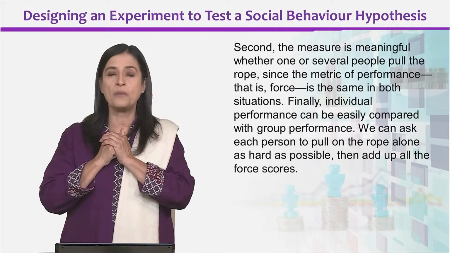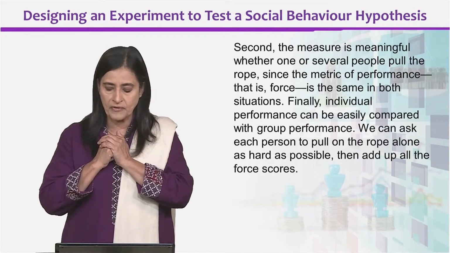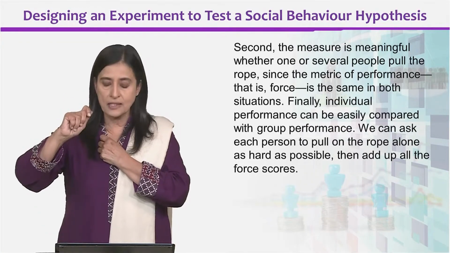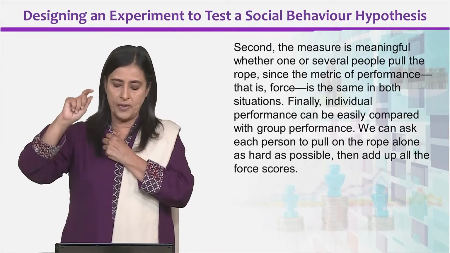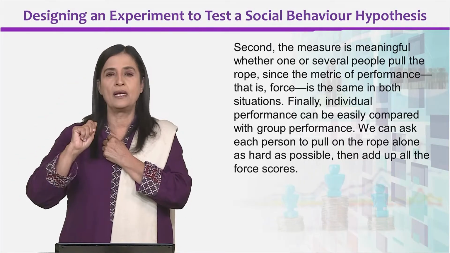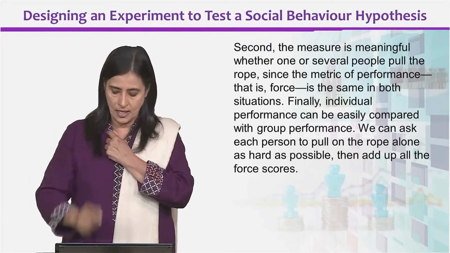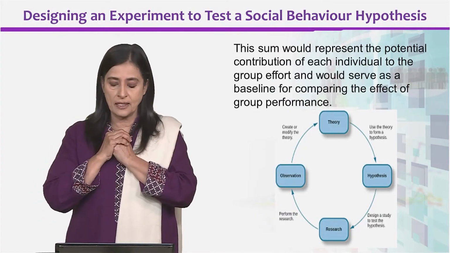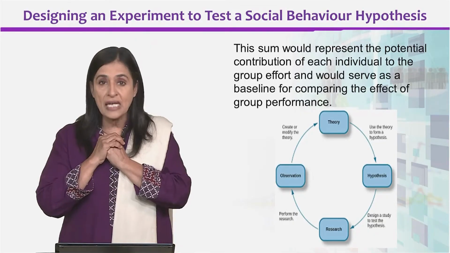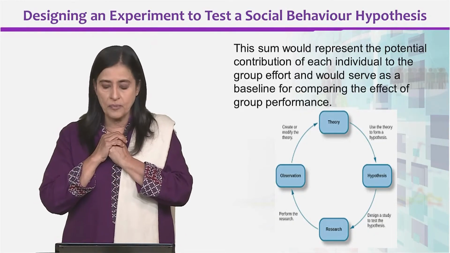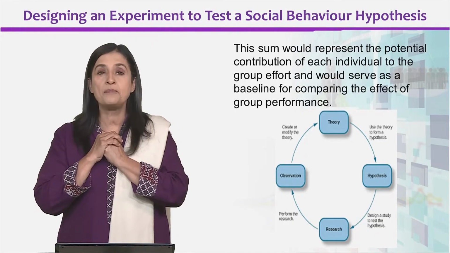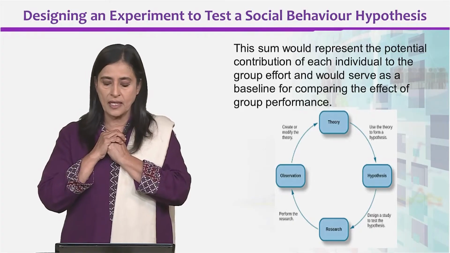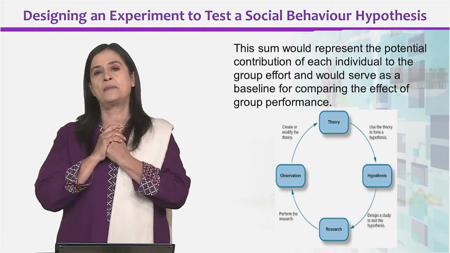Finally, individual performance can easily be compared with group performance. We can ask each person to pull the rope alone as hard as possible, then add up all the force scores. This sum would represent the potential contribution of each individual to the group effort and would serve as a baseline for comparing the effect of group performance.